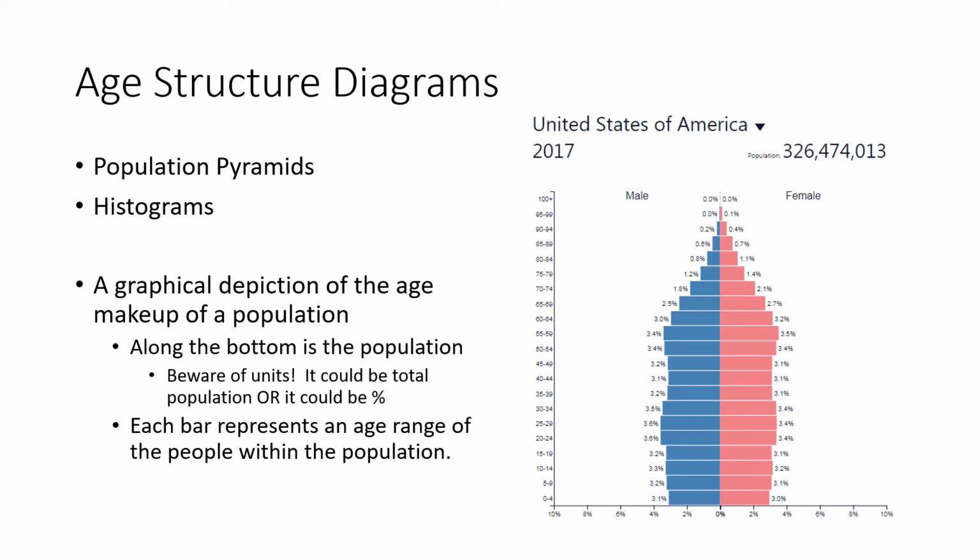And so along the bottom is the population. On this particular graph, you can see that the units are actually in percentages, but when you're reading one of these age structure diagrams, you have to be careful because it could be percentages, but it could also be total population, so actually by individuals. And then each bar is representing an age range. So you can see that the bottom bar is 0 to 4, the next one up is 5 to 9, and on it goes.